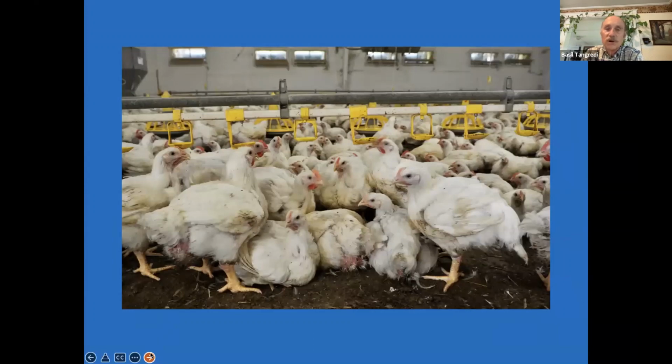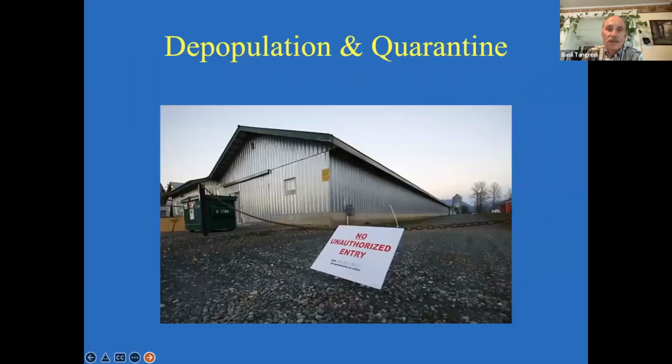And of course, these birds are challenged also with being on constant medications, constant antibiotics to promote growth, as well as to try to control the bacterial diseases that are rampant in this kind of husbandry. The typical response is depopulation and quarantine. And something like, I don't know, 70 million birds have been destroyed worldwide from the current outbreak of the H5N1 virus.